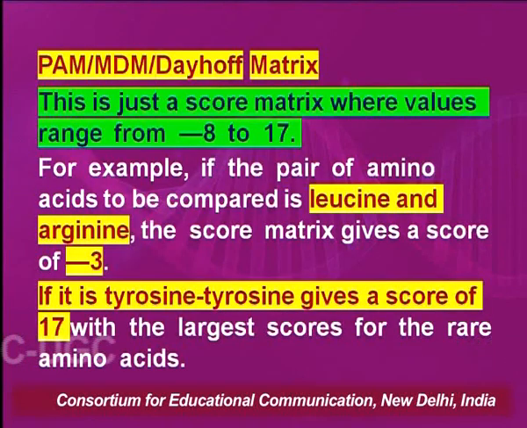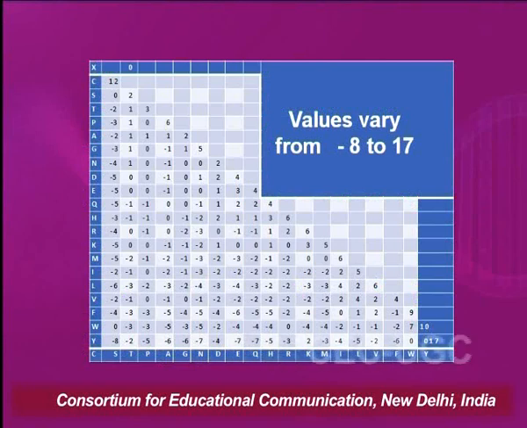She gave a score ranging from -8 to 17. For example, for leucine to arginine, she gave a score of -3. But if there is a match of tyrosine to tyrosine, she gave it a score of 17, because it was a very rare combination which we usually used to get in the proteins. So this PAM matrix is based on the model proposed by Margaret Dayhoff on the basis of her sequence collection, which were 85% similar. So this is just how her matrix looks. I said the score varies from -8 to 17.